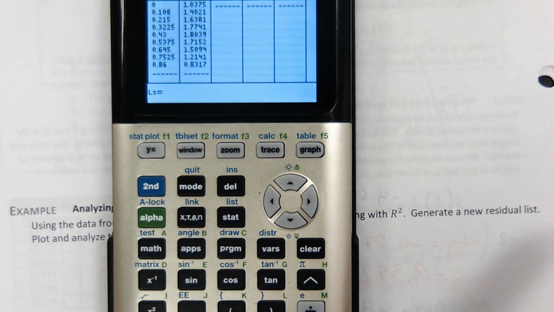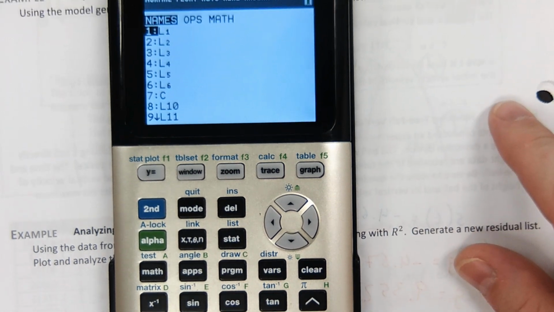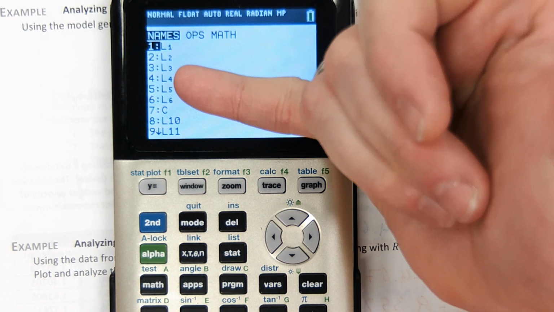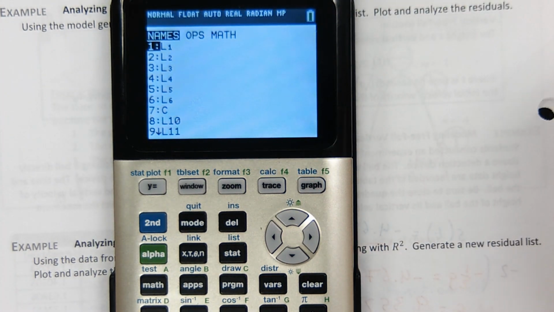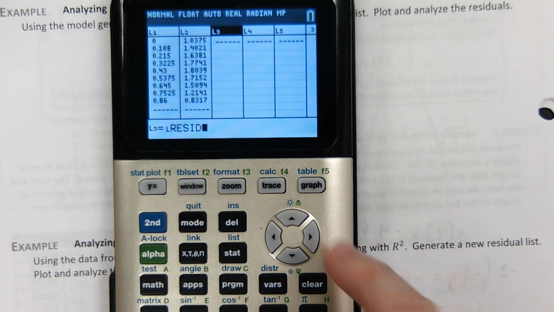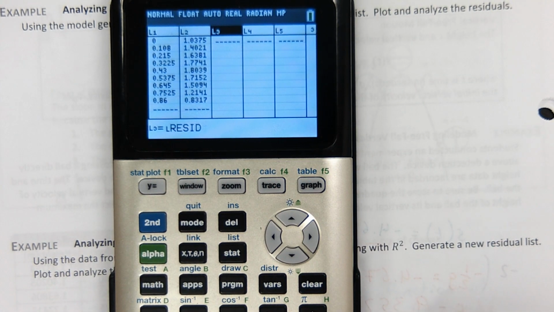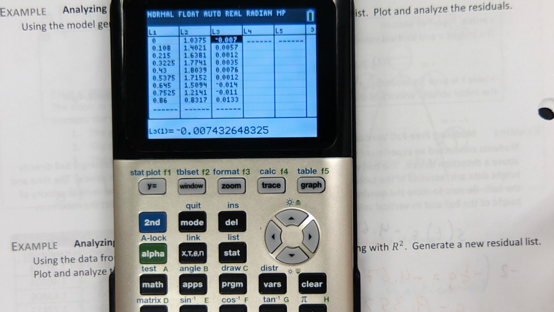Second stat. Second stat brings you to this menu. And on this menu, somewhere down the line, you'll have the word resid. If it's an old operating system, you'll be able to see it right now. If it's a new operating system, it'll be at the bottom of the list. Either way, it's there somewhere. It says resid. You're going to hit enter on resid. This calculator is saying, hey, did you want L3 to be the L residuals? And you go, yes, I did, by hitting enter one more time. Boom.